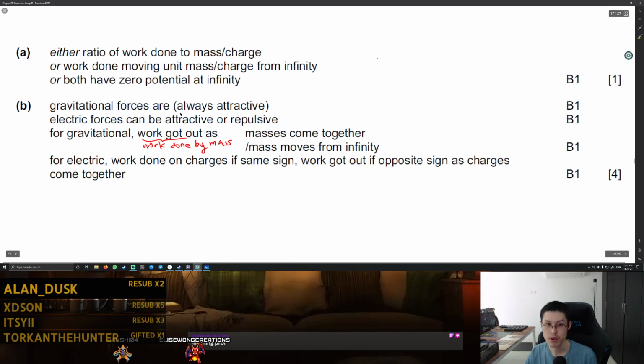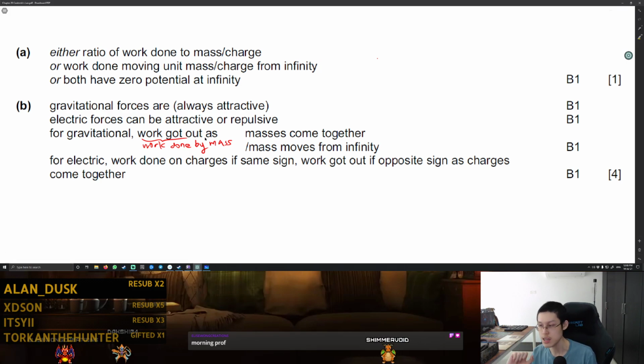So you have to code these four things whenever they ask you why the potential is negative for this, but it could be not negative for this. This is what you say. Pretty standard answer.